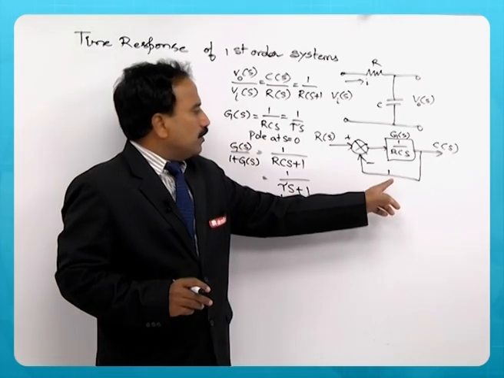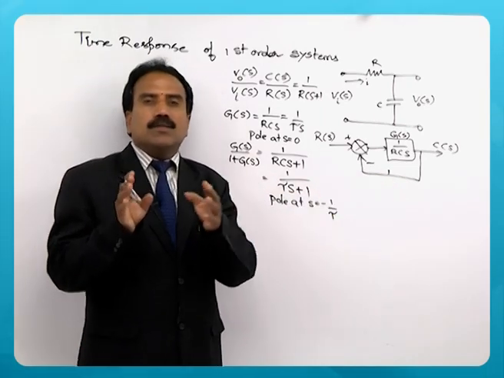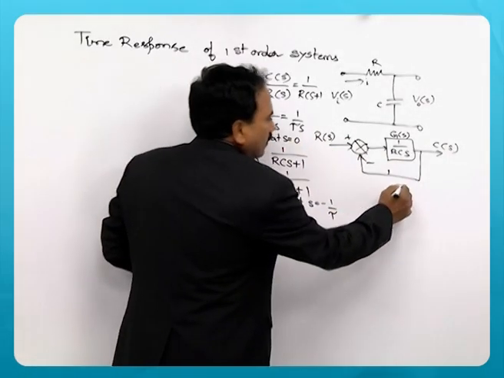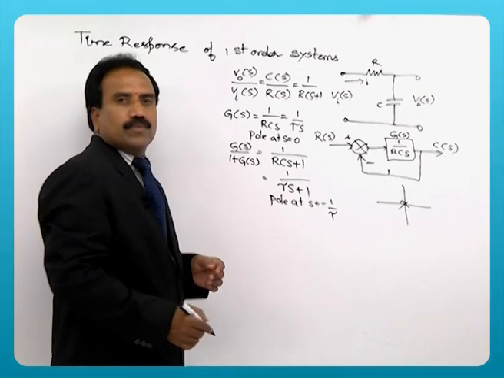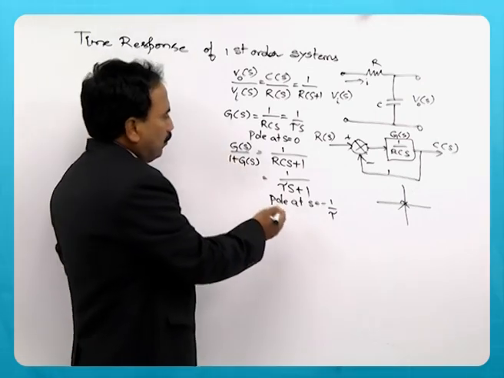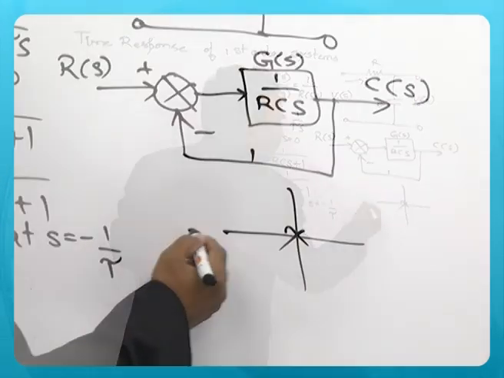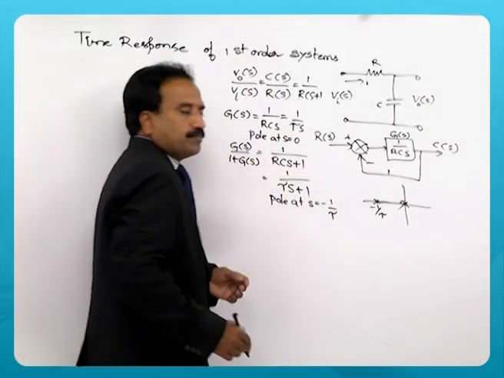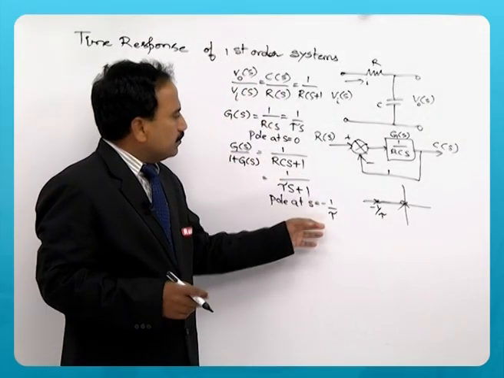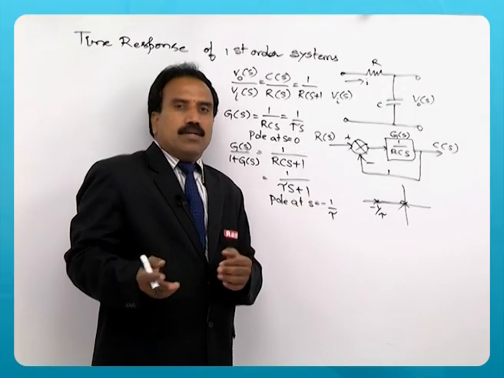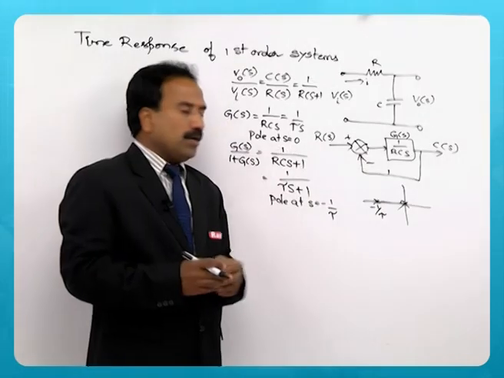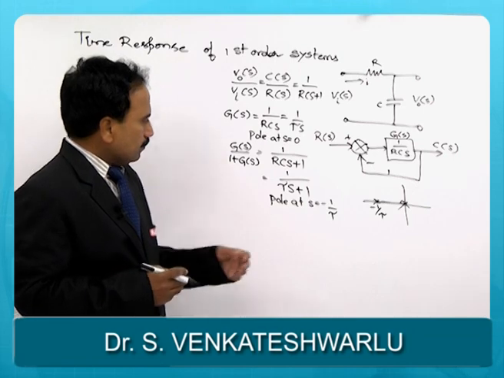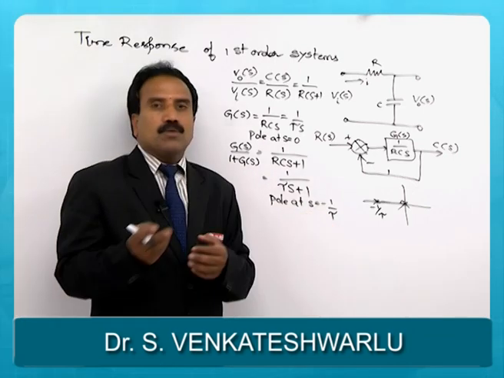So, loop closed or not closed has some meaning. If the loop is not closed, the pole is located at the origin. The moment the loop is closed, the pole has been shifted from here to here, minus 1 by tau, meaning the closed loop makes the system more stable, because the pole is shifted from the origin towards the left half of the s plane. So, we say that it is good if the loop is closed.